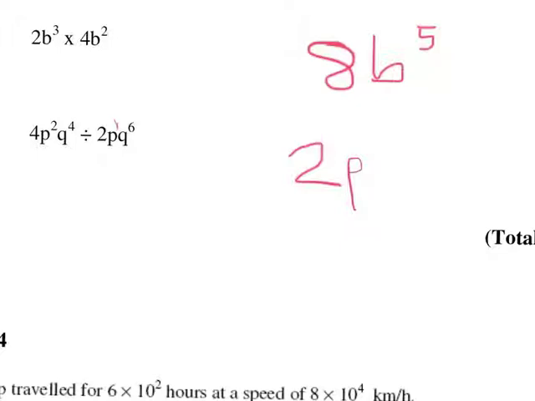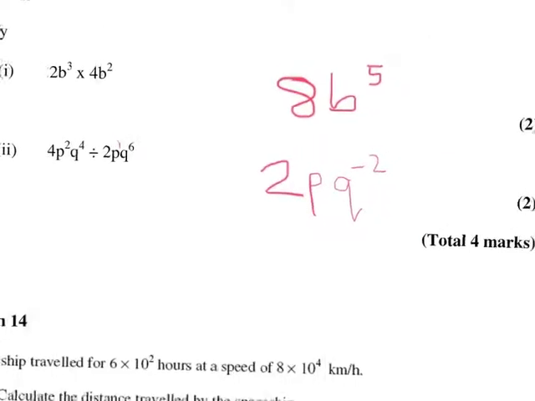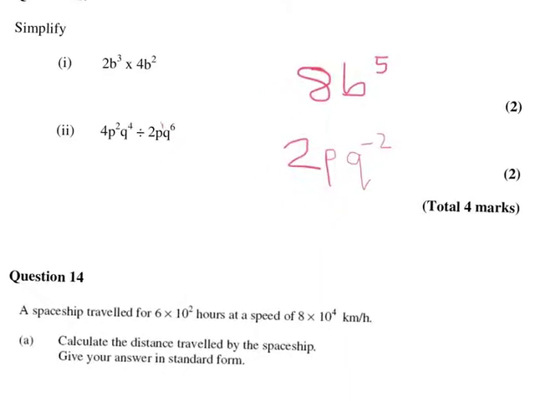q to the power of 4 divided by q to the power of 6 will leave us with a negative, because 4 take away 6 is negative 2. So our answer is 2p q to the power of negative 2. There's our 4 marks.